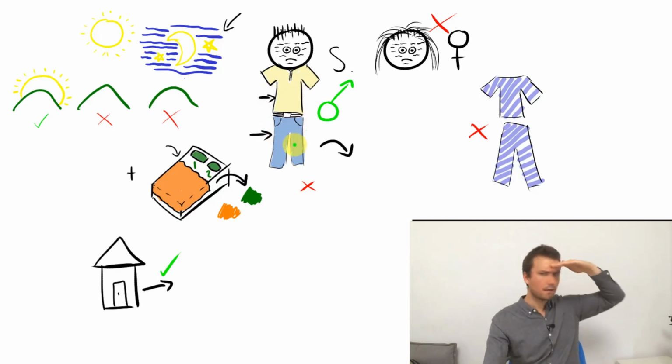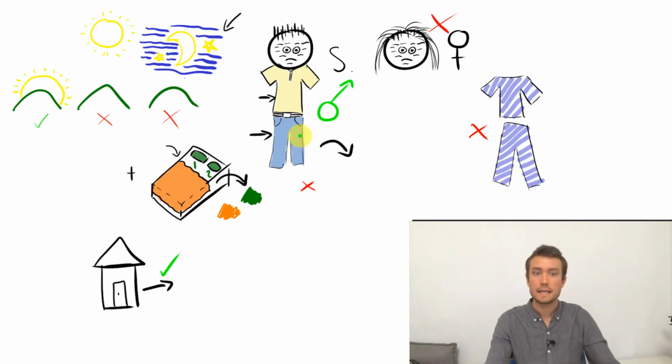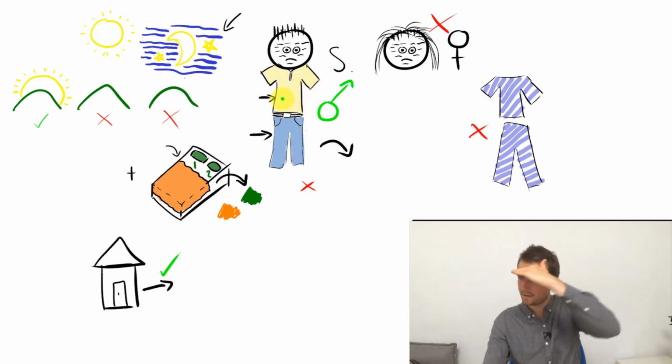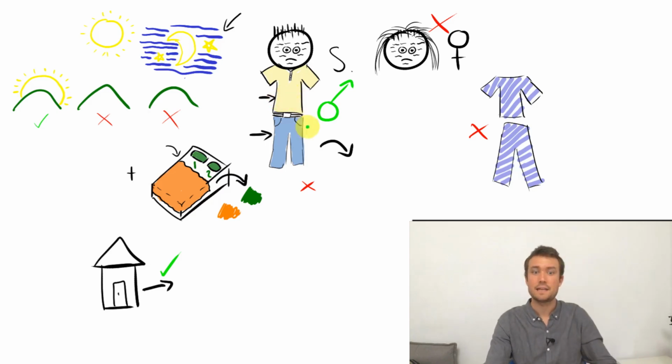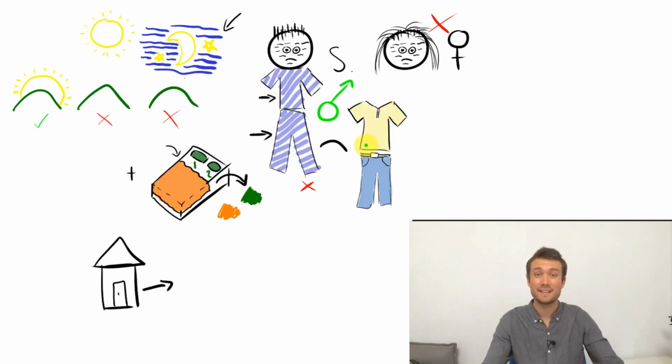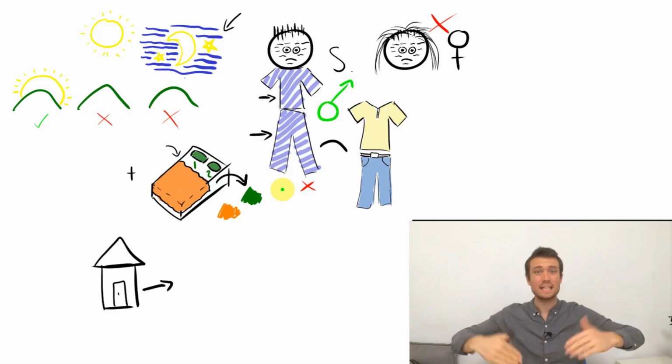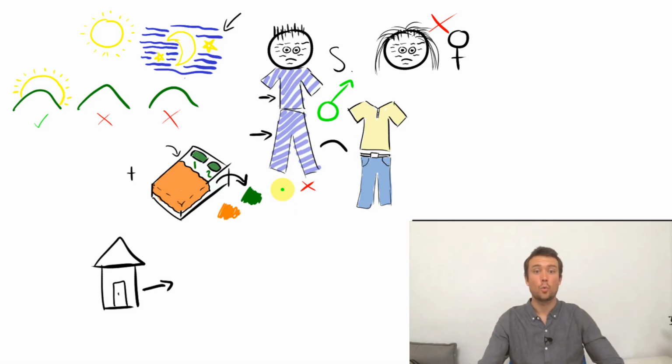He can't find his pants. So he's still wearing his pajamas, because he can't find his shirt, he can't find his pants to leave the house.